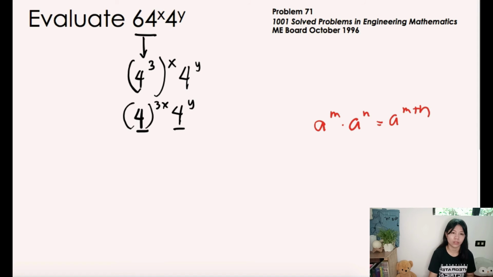So, we just recall it again and again para matandaan natin. So, the answer will be, yes, nasa part na po tayo ng answer, 4 raised to 3x plus y. Kasi pinag-add lang natin yung kanyang exponents. Yan, 3x plus y. So, this is the final answer.